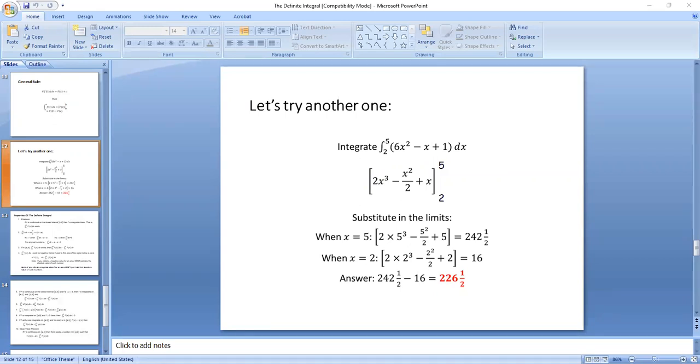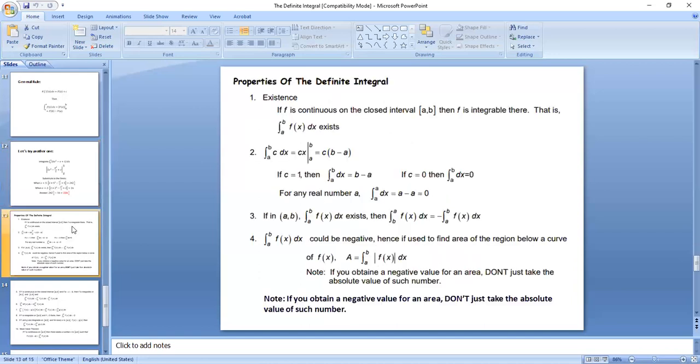So the key here is that you know how to integrate, because you will substitute the limits to your answer. If your answer is wrong, then of course it follows that everything that you will be doing after that procedure will be wrong. Okay, now we go to the properties of the definite integrals. It's important that you know the different properties, and I'd like to make this as simple as possible. Okay, I'll project now.